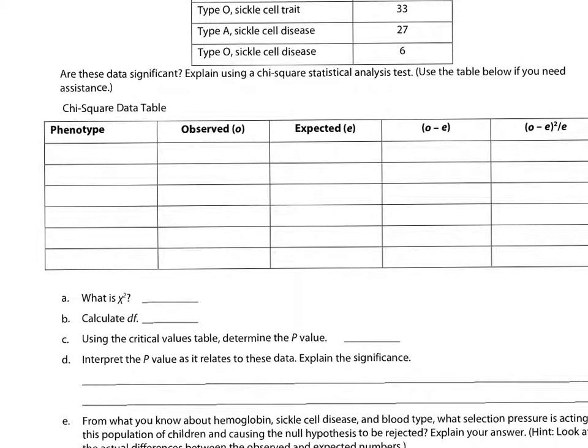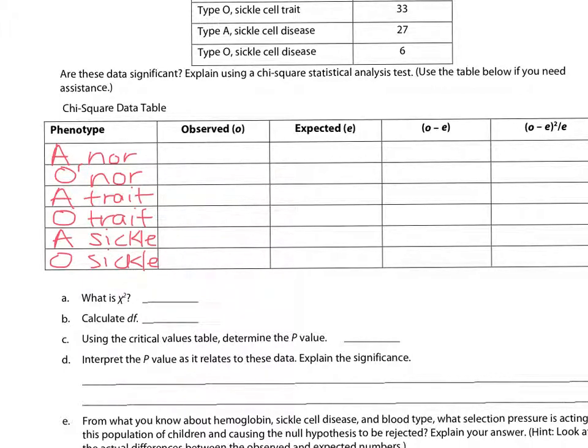Okay, so the first thing that you want to do is start with the phenotypes. And the phenotypes that we have in this case are type A and type O. The individual can have normal for A or normal for O. They can have the sickle cell trait for A or for O. Or they could have the sickle cell disease, the actual disease itself, with a homozygous form of those alleles.